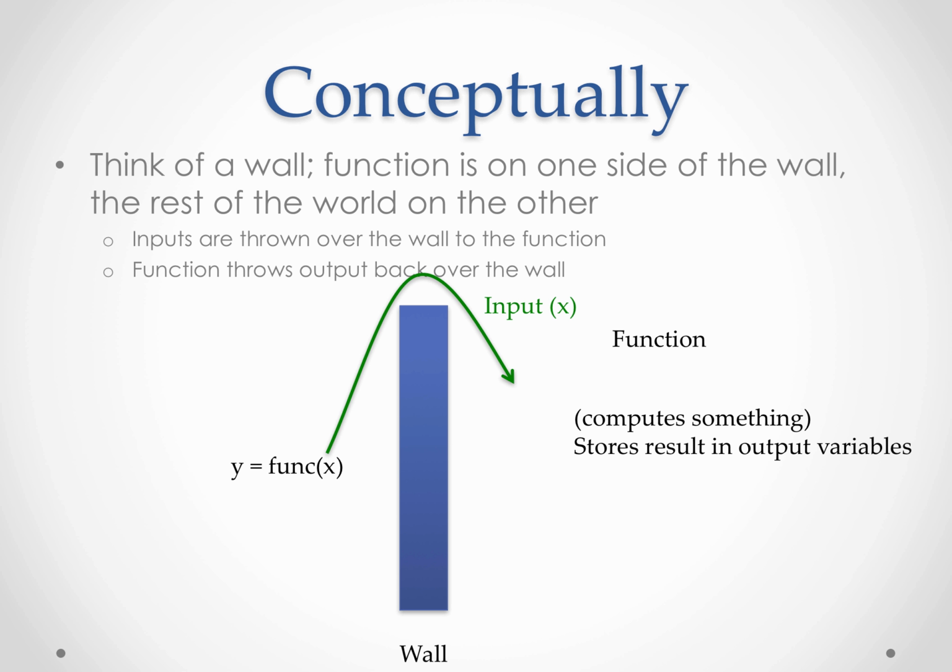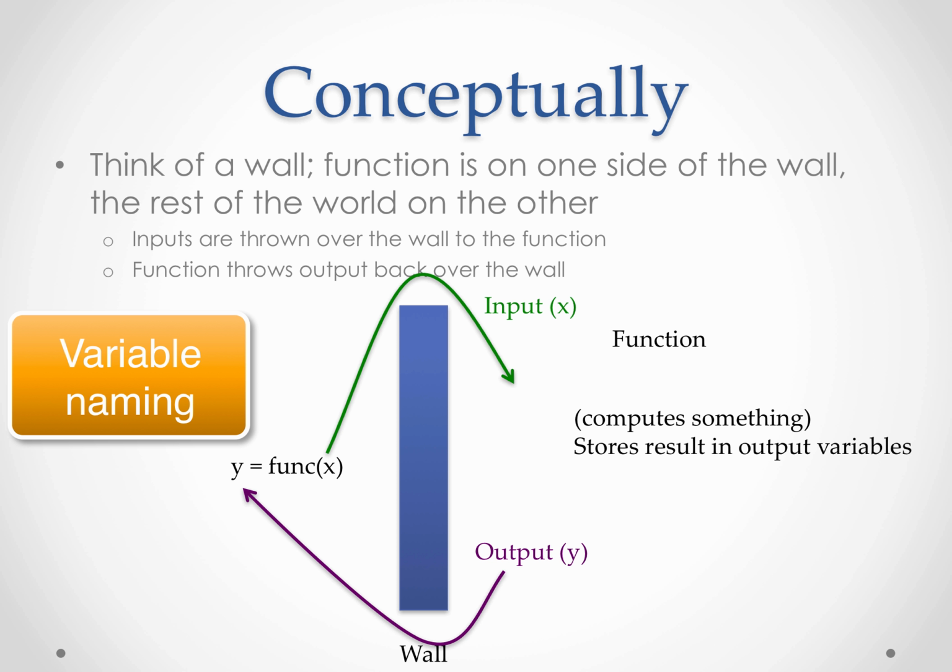It computes something, it stores the result in an output variable, and that output variable is thrown back over the wall, and then everything that you computed in the function other than that output just goes away. So this way you can have variables named the same on either side of that wall, and they aren't actually the same variables. That confuses some people. So when you say y equals func of x, even if your function has an input variable named x, those two x's are not the same.